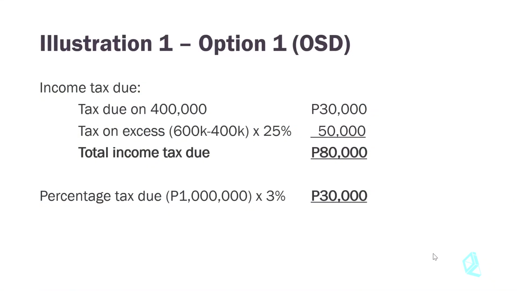Here you go. So the tax due on the first 400,000 would still be 30,000. And now the tax on the excess, which is 600,000 less 400,000 or 200,000 pesos, you multiply that by 25%, which is the applicable tax rate, and you will get 50,000 pesos. So the total income tax due for the year is 80,000 pesos. And if you will present this one in the income tax return, you will reduce this by the income tax already paid via 1701Q. So there are three 1701Q, and whatever income taxes paid during the year can be used to reduce this total income tax due. And similarly, the percentage tax would still be 30,000 pesos. And as we discussed previously, this would be paid over 4 quarters.